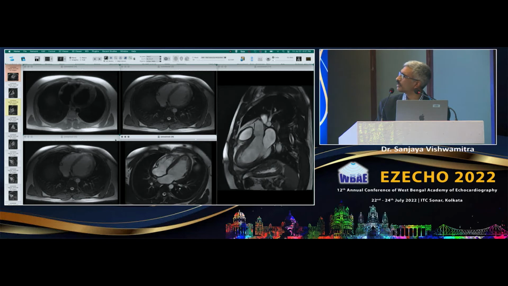Let's see if I can see what the next sequence is. I have absolutely no idea what I'm clicking on here because I can't see that.